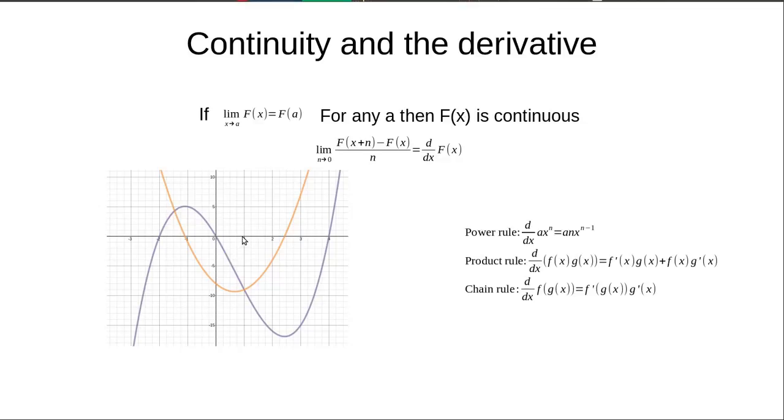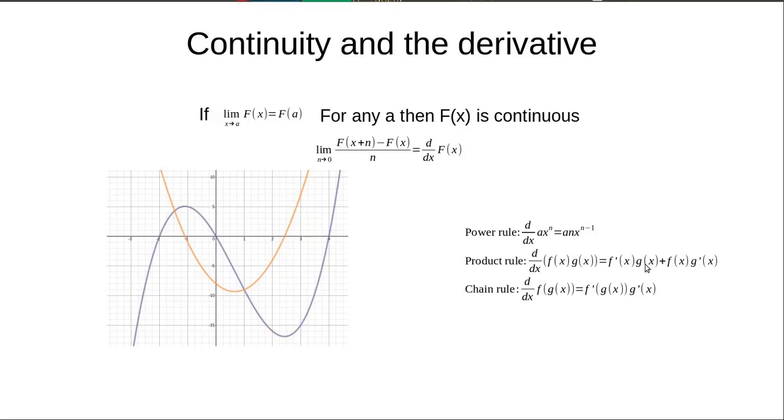There are some useful rules you should know when doing derivatives: the power rule, the product rule, and the chain rule. The power rule is pretty self-explanatory. If you take the derivative of a x to the n, you get a n x to the n minus 1. The product rule applies if you have a product of two functions. For instance, f of x could be sine and g of x could be cosine. Instead of having to figure out the derivative of the product directly, you can split it up: first take the derivative of f of x and multiply it by g of x, and then take the derivative of g of x and multiply it by f of x.